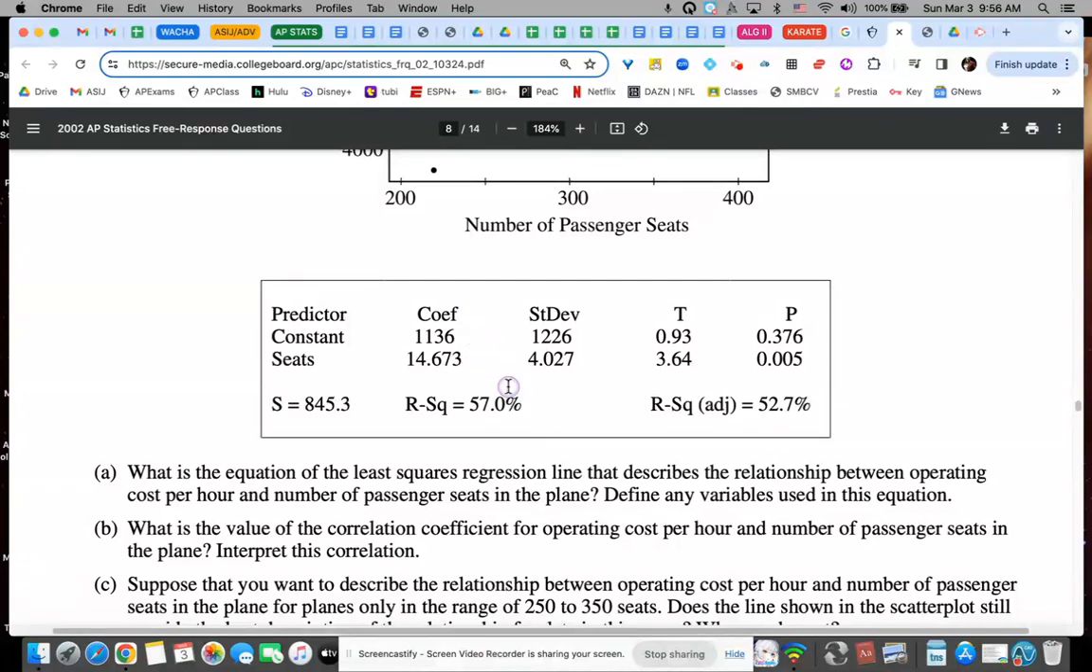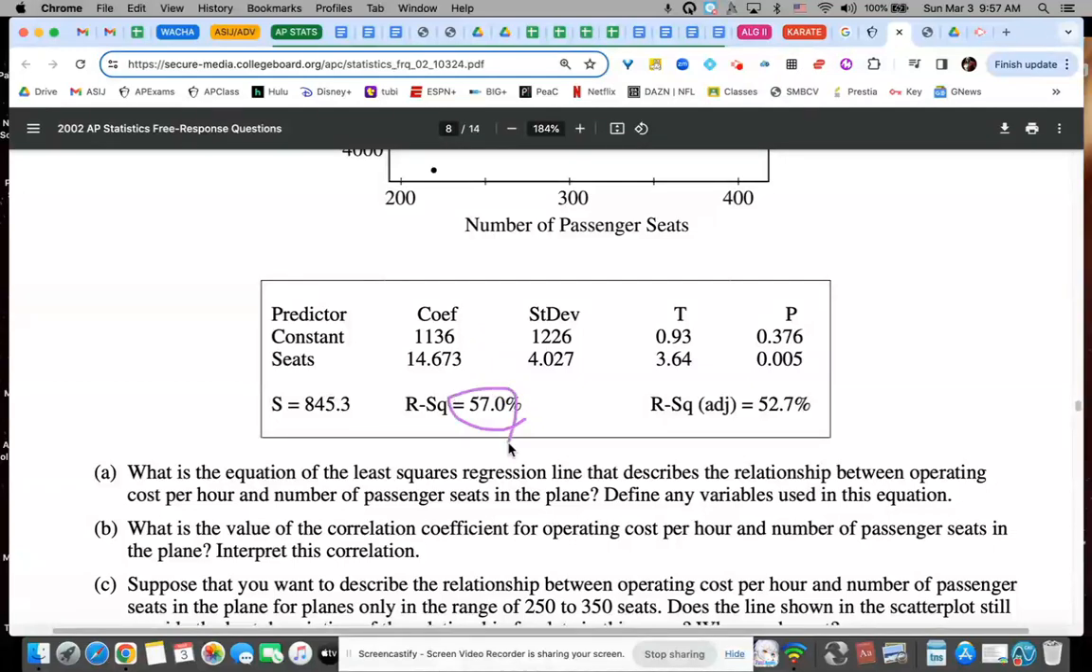What about the y-intercept? Well, if we had a plane with 0 seats, which doesn't make sense in this context, but if we did, the model would predict that on average, the operating cost would be 1136. Now, maybe it makes sense because whether you have a plane or not, maybe you have to pay for the taxes at the airport, or the parking spot for airplanes in general. So maybe it makes sense in this context.